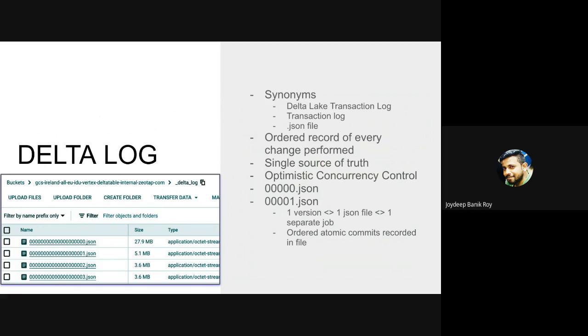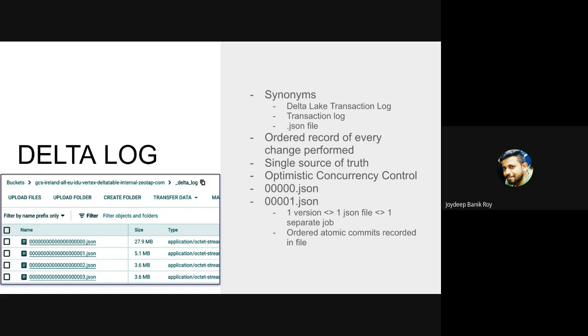But if a set of records has been committed to your Delta table, you will find it as a new version. So if the first version is 00, after that you will have 001, 002, and then you have this .json file. Within these JSON files, you will have exactly what files have been committed. It's basically an ordered record of every change that has been performed in your system. What got added, what got deleted, what got updated, all these records are maintained within these JSON files.